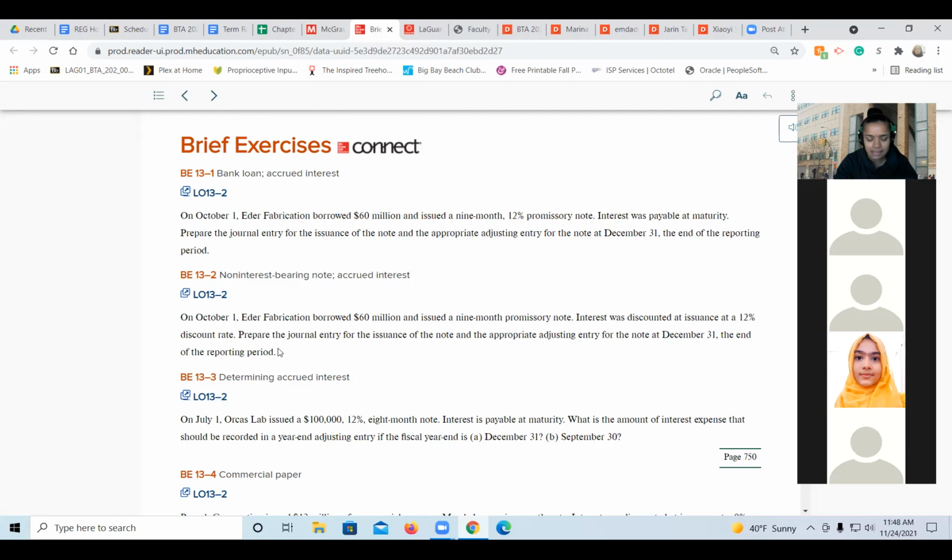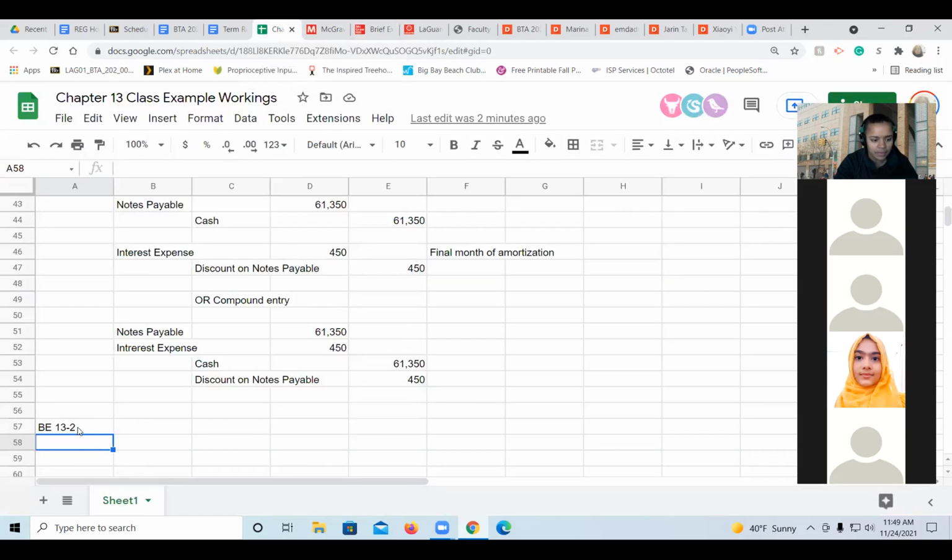Hopefully everyone understands that. Take a picture if you need to, but I will go back and forth between the question and the answer. So I'm just calling this BE 13-2, kind of like see the textbook, right? To find the question, because I can't copy it over here. And so now let's just do the issuance of the note journal entry. And then the interest. Well, interest, but they won't call it that.